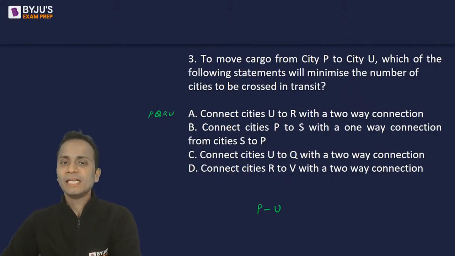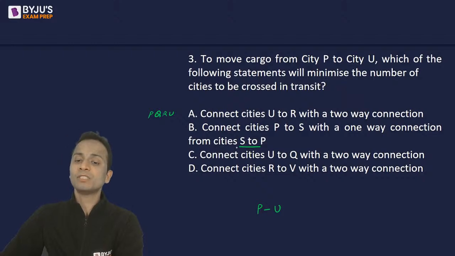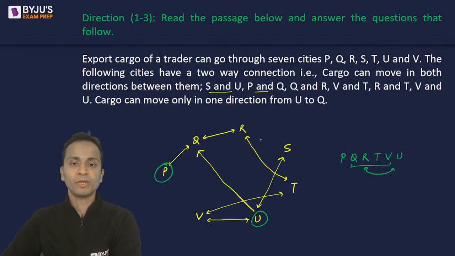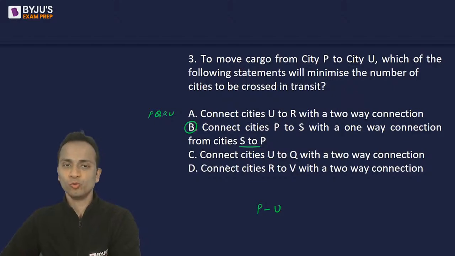Option B, connect cities P and S with a one-way connection, and that one-way connection is from city S to city P. Okay, so from city S to city P, there is no benefit at all if I give the connection from S to P. So there is no profit at all. So option B is of no use.